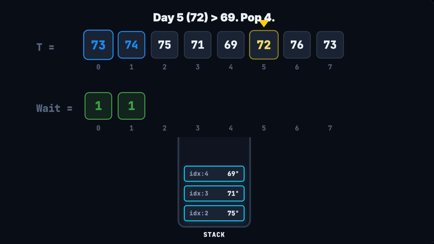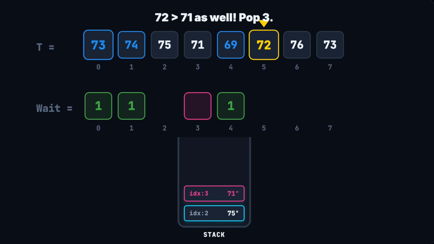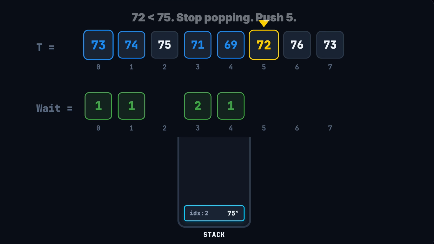Now at index 5, things get interesting. 72 is greater than 69. So we pop index 4, logging the wait time of 5 minus 4 equal to 1. But wait, we check the new top of the stack and 72 is also greater than 71. So we pop index 3 as well, and the wait time is 5 minus 3 equal to 2. And finally, the current temperature 72 is not greater than 75. So we stop popping and push index 5.